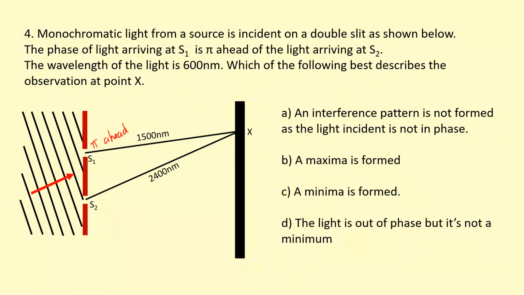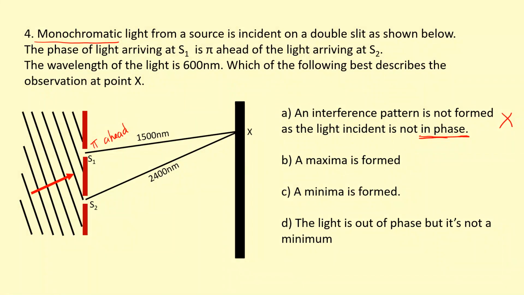So the first option is: interference pattern is not formed as the light incident is not in phase. Okay, so this is not a requirement. It doesn't need to be in phase. It just needs to be coherent. And for it to be coherent, it just needs to be monochromatic, and there needs to be a constant phase difference. They don't need to be in phase as long as the phase difference is constant. And in this case, there is a constant phase difference, it is pi ahead, so that's fine. So this is not the answer.